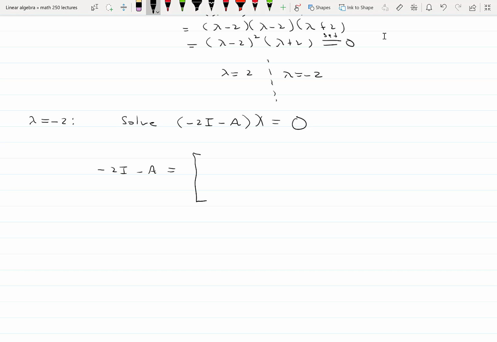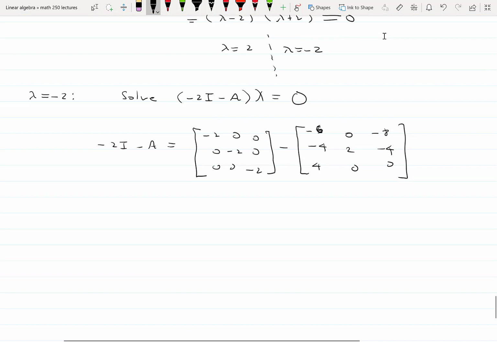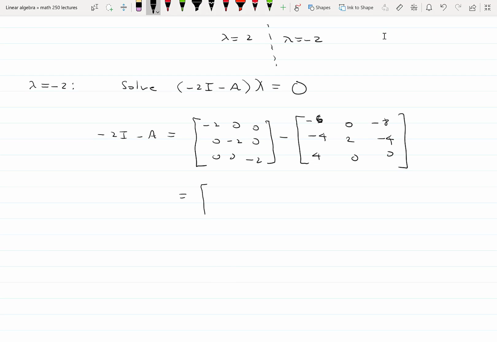And what is that? It is negative 2I, with negative 2 along the diagonal and zeros everywhere else, minus the original A: negative 6, negative 4, 4 in the first column, 0, 2, 0 in the second, and negative 8, negative 4, 0 in the third. Make that a little better looking. Negative 6. Okay.